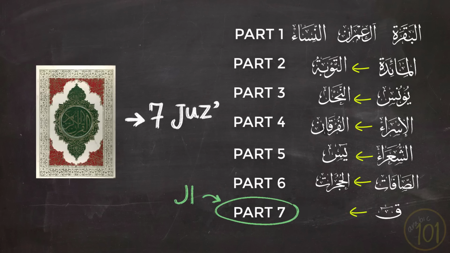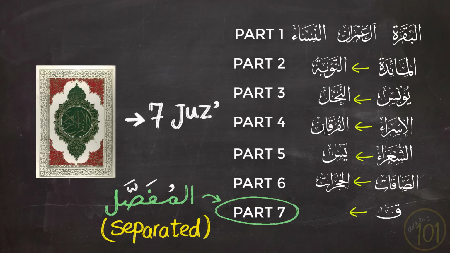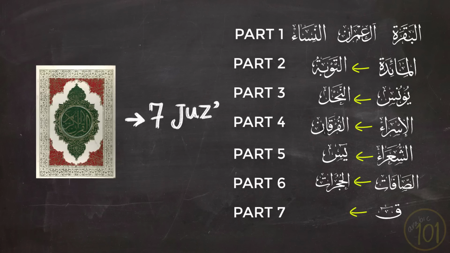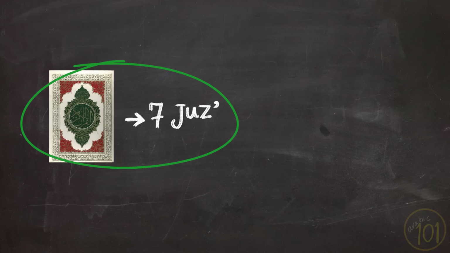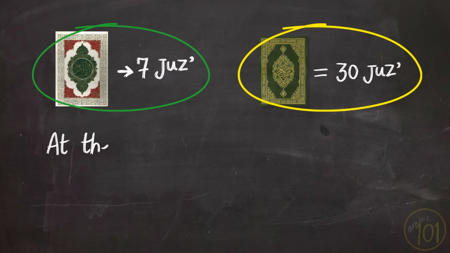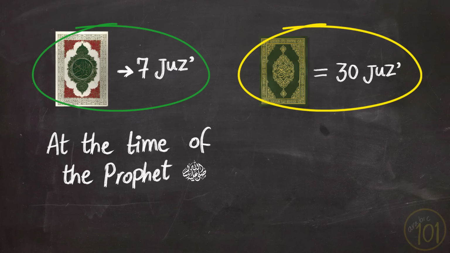And it is called Al-Mufassal, which in English is the separated part, because of the many frequent separations or basmala between each surah and the next, since the surahs from here on are much shorter in length. So this was the division made at the time of the Prophet, peace and blessings be upon him. The Quran was 7 parts, not 30. It didn't contain hizbs, quarters, 1/5, or any of these divisions.